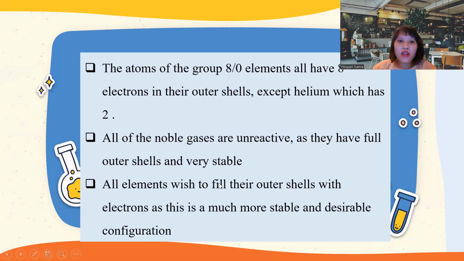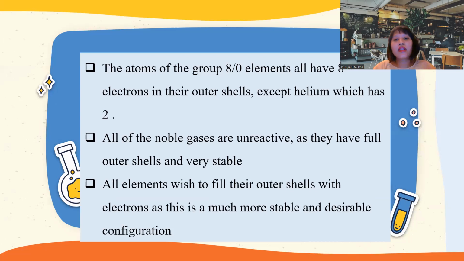And then all of the noble gases are unreactive because they have an outer shell that is full of electrons and very stable. So all elements whose outer shell is not full of electrons tend to wish to fill their outer shell, so that they will look like the noble elements. Why? Because when they have an electron configuration similar to the noble gases, they will be much more stable, and it is the desirable configuration that is needed by the element.